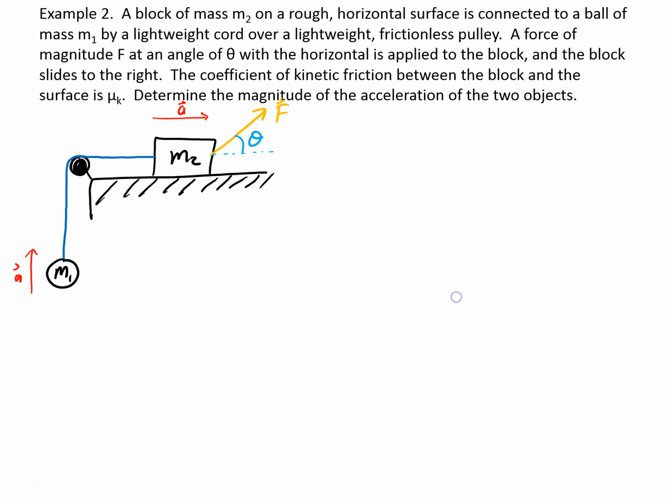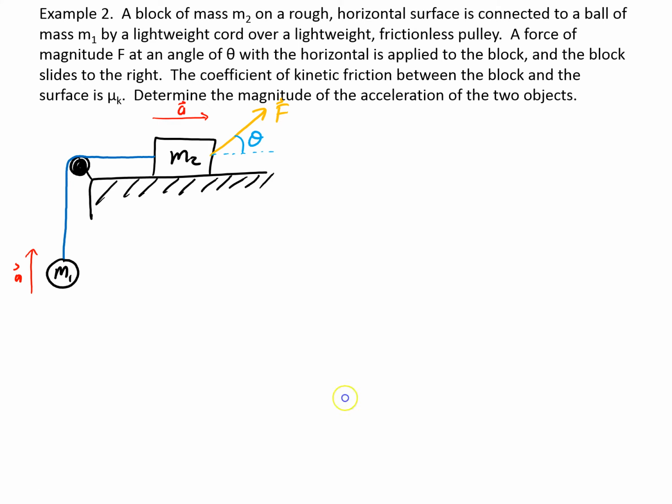All right, so let's go ahead and move on to the next example. A block of mass m2, on a rough horizontal surface is connected to a ball of mass m1. So here we have the block of m2, and there's a ball over here of m1, by a lightweight cord over a lightweight frictionless pulley. A force of magnitude F at an angle of theta with the horizontal is applied to the block, and the block slides to the right. The coefficient of kinetic friction between the block and the surface is mu k. So determine the magnitude of the acceleration of the two blocks.